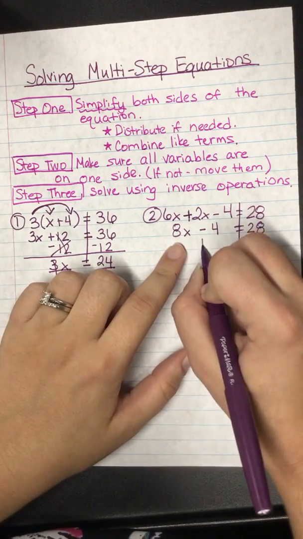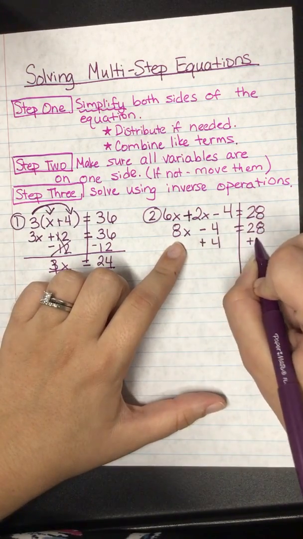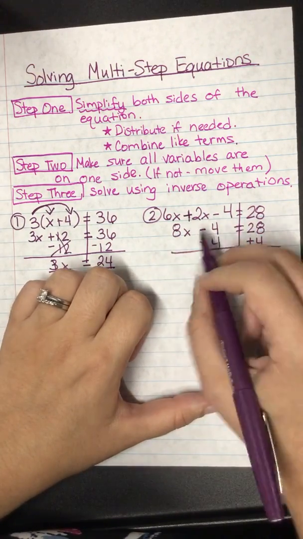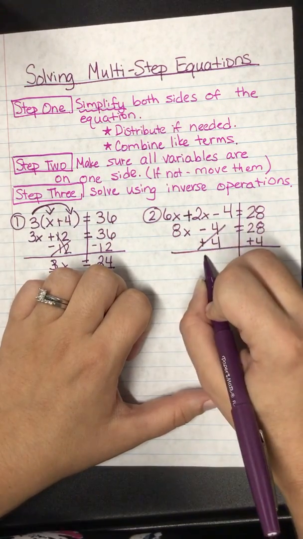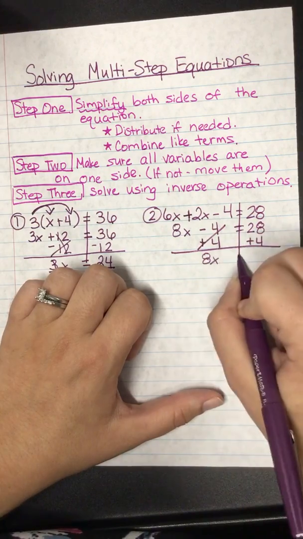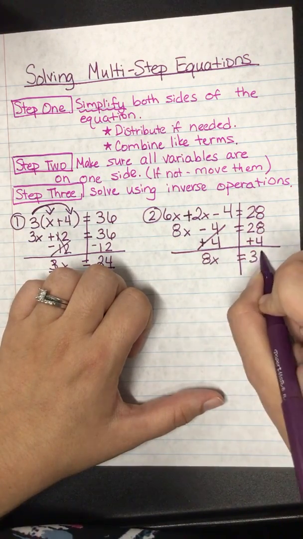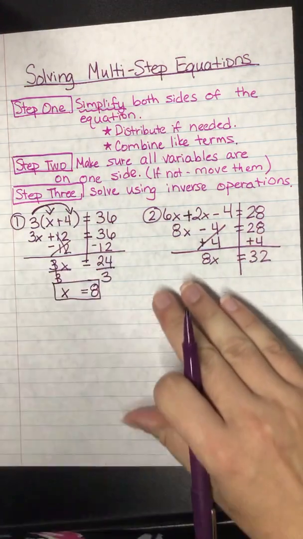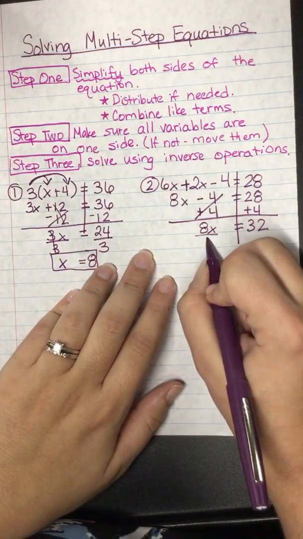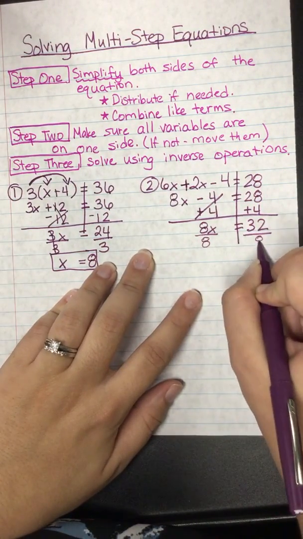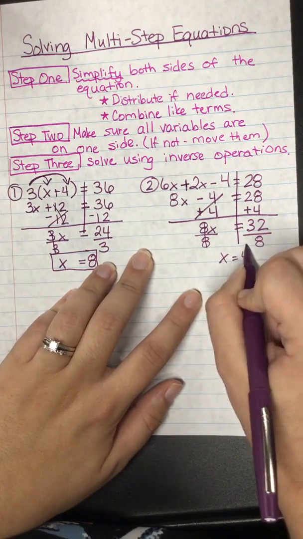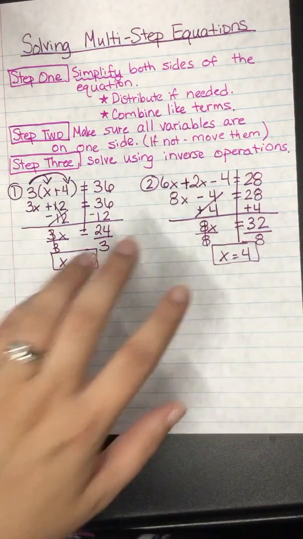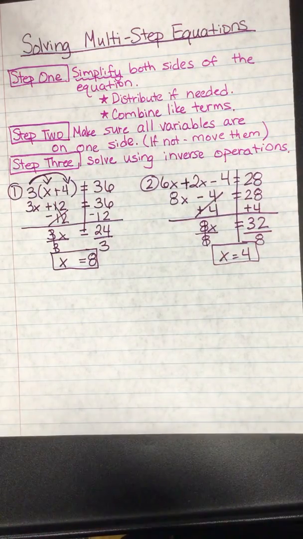We are going to now solve using inverse operations. So I'm going to add 4 to both sides to undo this subtraction of 4. On this side I'm left with 8x. On this side I'm left with 32. I now have a coefficient of 8, so I'm going to divide by 8 on both sides. X is equal to 4.